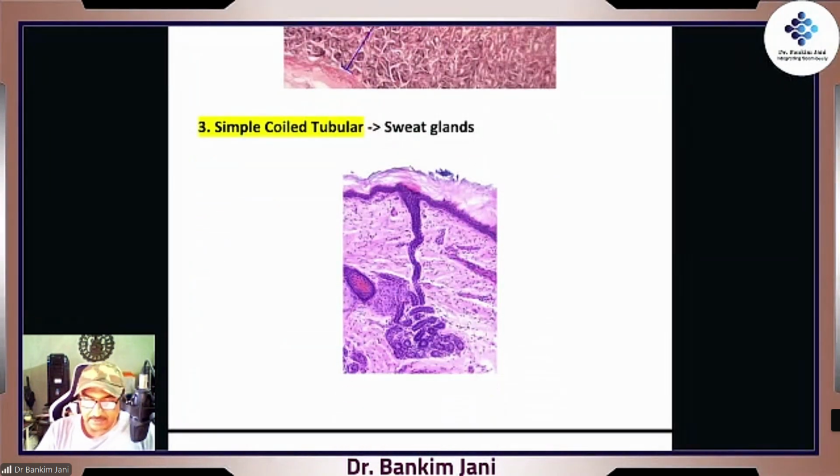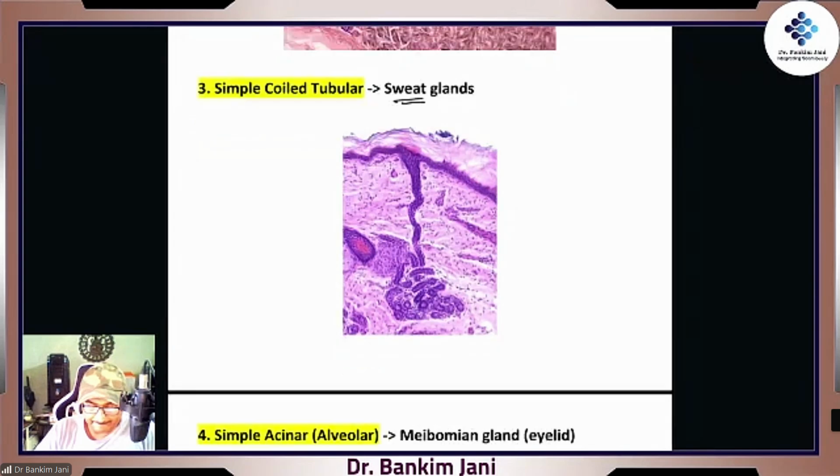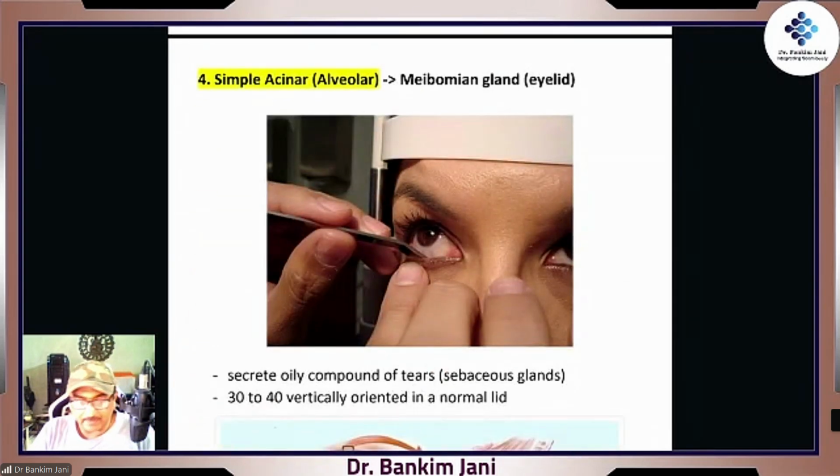The sweat glands, this is a real section. The sweat glands are actually like this coiled one. So these are sweat glands, simple coiled tubular. The next one is simple acinar, or alveolar. They secrete the oily compounds of tears. These are all oily.